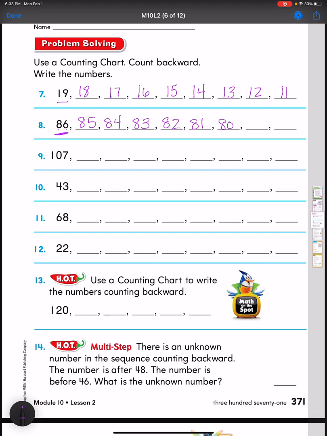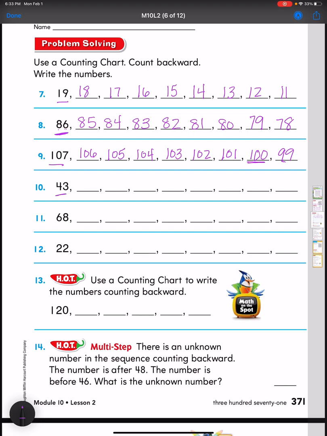I got to 80. Remember, I'm going backwards. That means I need to knock it down to my 70s. So 86, 85, 84, 83, 82, 81, 80, 79, 78. Let's count backwards from 107. 107, 106, 105, 104, 103, 102, 101, 100, 99. When I got to 100, I had to kick it back to my 90s.